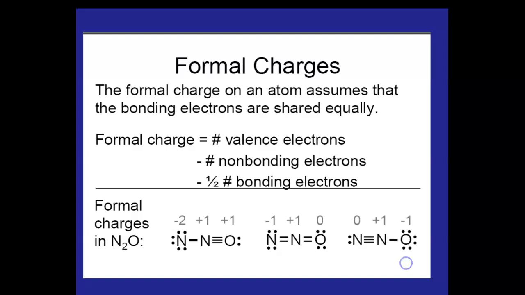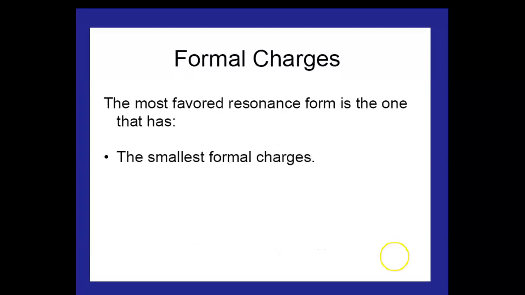The final one that we showed you is this one. Here, let's just do the oxygen. The oxygen has 6 electrons that are not bonded, 3 lone pairs. So we subtract 6 from 6 and we get a 0. And it has the 1 bond to the nitrogen. We take off half of that pair and we end up with a -1 on the oxygen. This is the preferred structure, it would have to be, because the oxygen is the most electronegative.